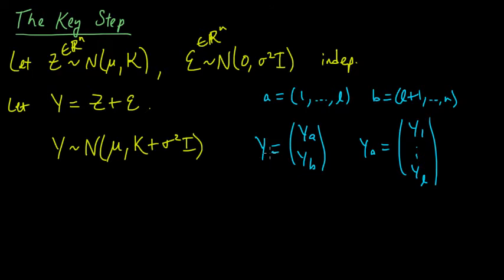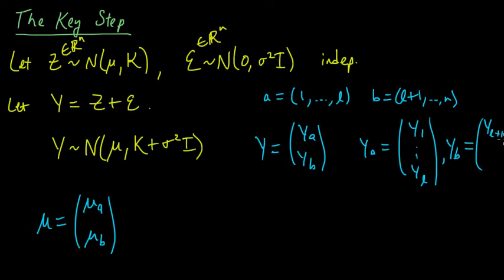So that's y. And we can similarly break up mu in exactly the same way, muA and muB. Maybe I should write what yB is over here, just to be perfectly clear. yL plus 1 down to yn. That's a vector. Running out of room, sorry. Let me do that one more time. yL plus 1 down to yn, this vector.